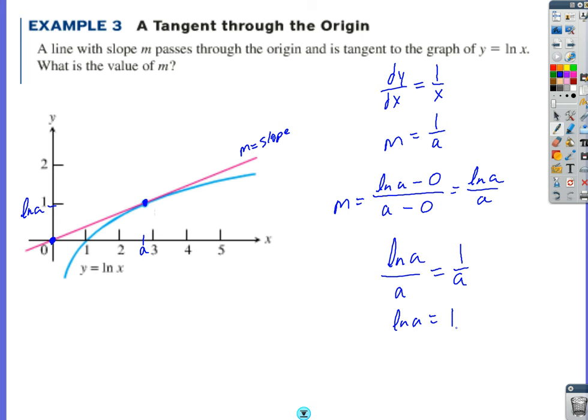Oh, right. I'm supposed to raise each one to the power of e. When I do that, e to the ln of a, e to the 1, e to the ln of anything, this is what you have to remember: e to the ln of whatever is always going to be that whatever. Is equal to e to the 1 is equal to e. And there it is. A is equal to e, which means my slope that I was looking for is equal to 1 over e.